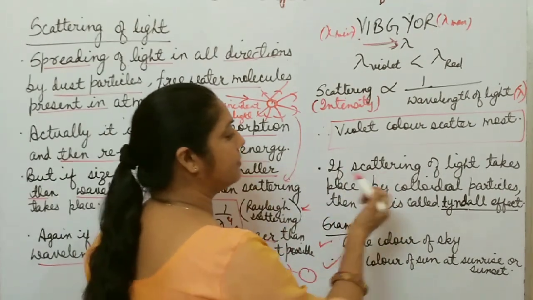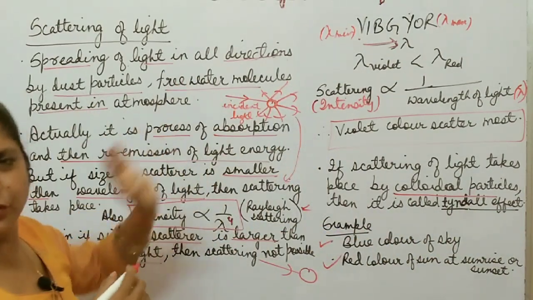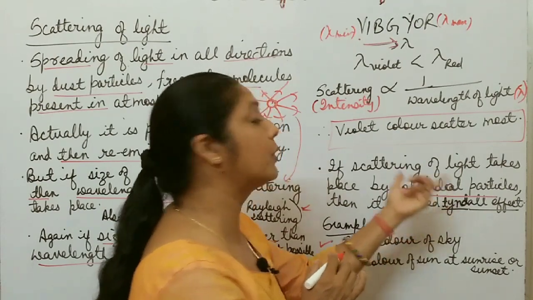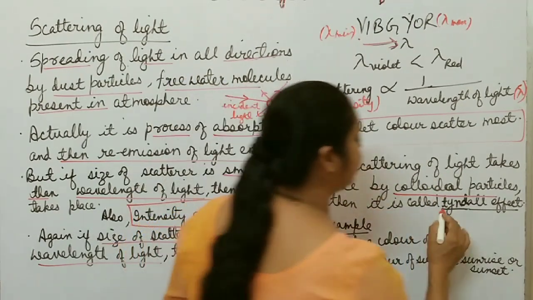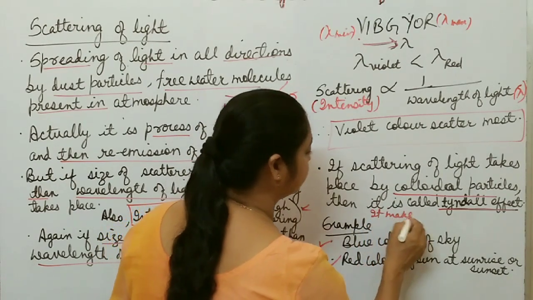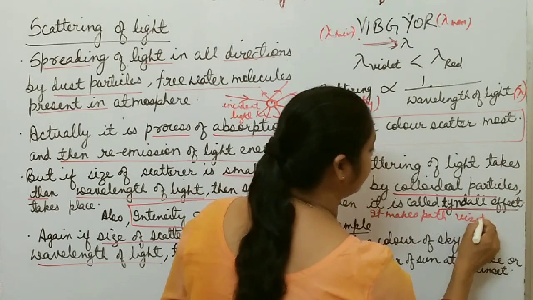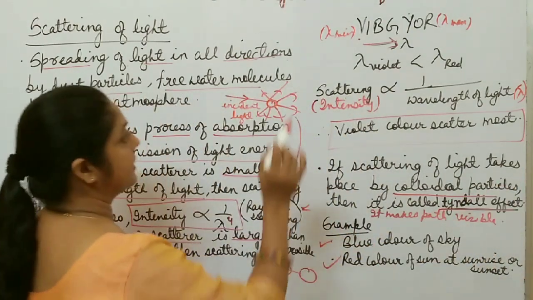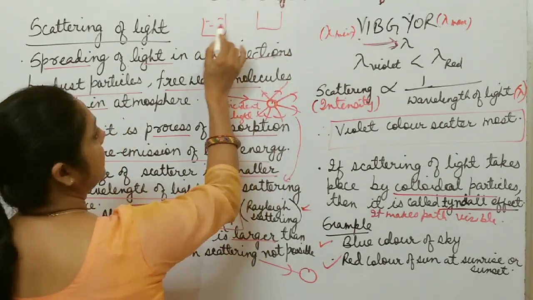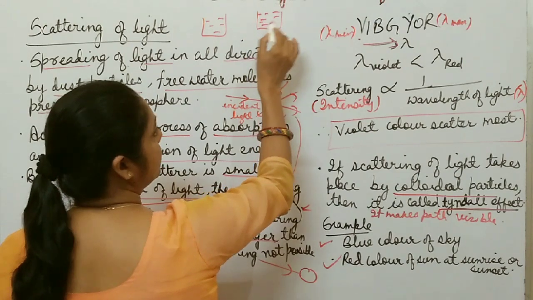There is another thing: if scattering of light takes place by colloidal particles, here dust particles and free water particles present in the atmosphere, then that effect is called Tyndall effect. It makes the path of light visible. Suppose there are two beakers. In one beaker, water is present. In another beaker, you add some milk also in this water.